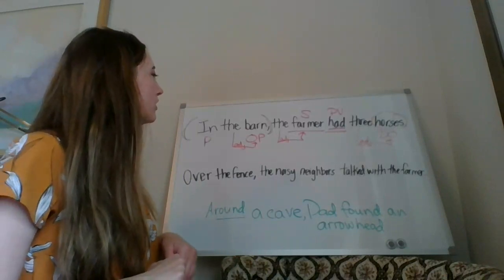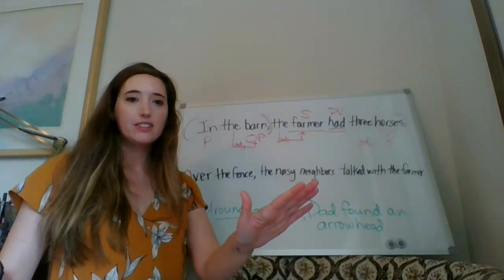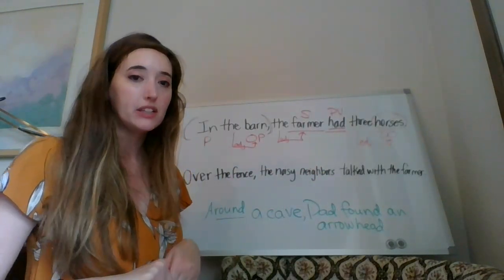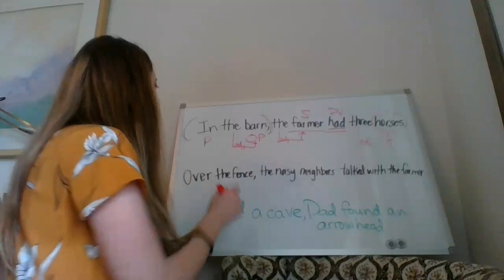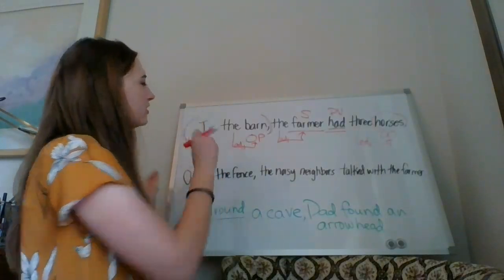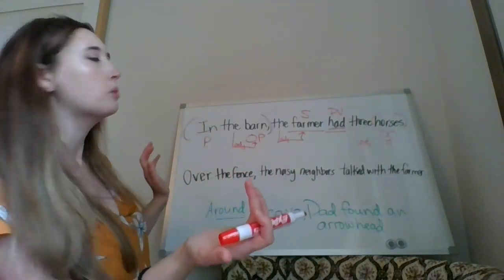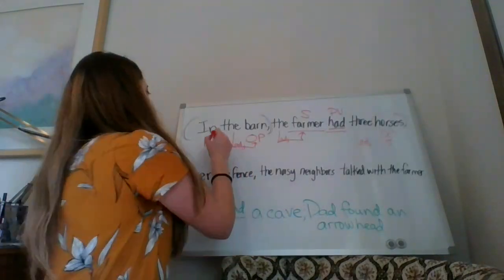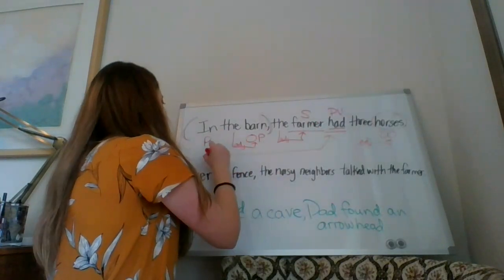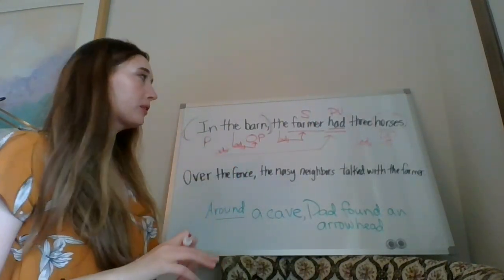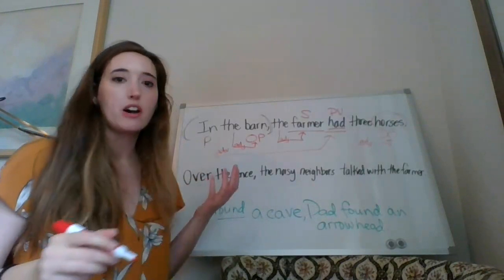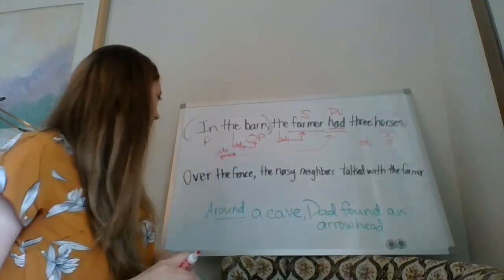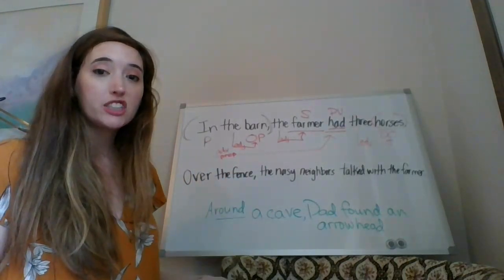Okay, so those are all of our words. However, what did I forget? Our prepositional phrase is an adverbial element that modifies our verb. So in the barn tells us, would you say how he had the 3 horses, where he had the 3 horses, or when? Where would be the right answer. In the barn tells us where he had 3 horses. It's an adverbial element because it modifies a verb. It is an adverbial prepositional phrase. Okay, that is our first sentence.